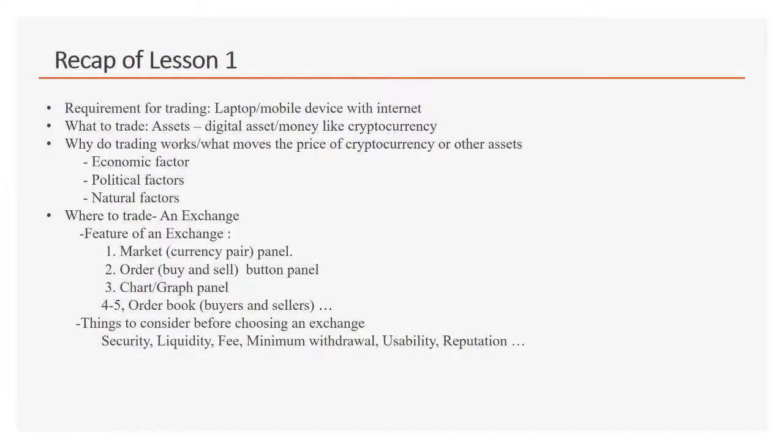We talked about the requirements for trading: a laptop or your mobile device with internet. We talked about what to trade. People trade digital assets, some people trade forex, and we are trading cryptocurrency, which is a new type of asset. And we also talked about why the trading works: what are the things that move price? Economic factors, political factors, natural factors, and so on.